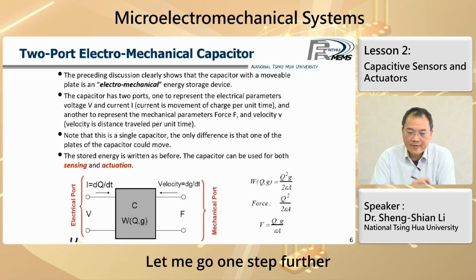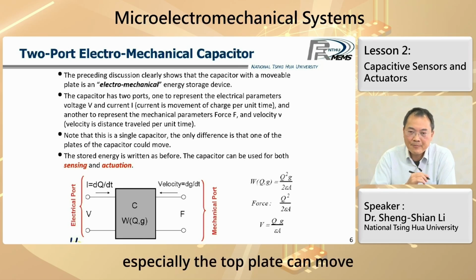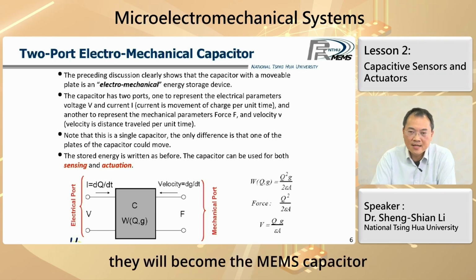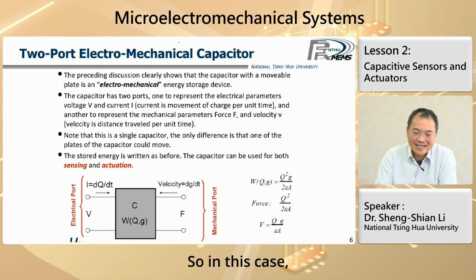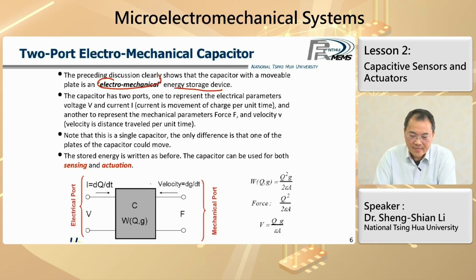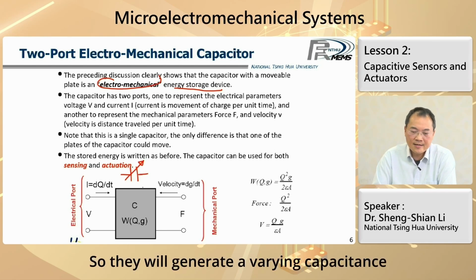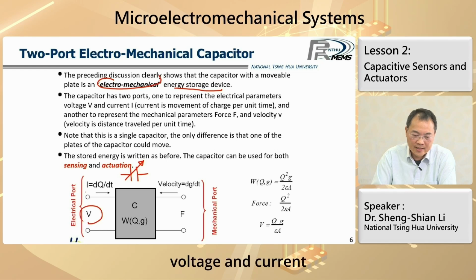Let me go one step further. In a capacitor, especially if the top plate can move, it will become a MEMS capacitor because one of the plates can move. So in this case, it will become an electromechanical energy storage device. For example, this is a capacitor and its plate can move. So it will generate a variant capacitance, right? So at one side, they deal with voltage and current.